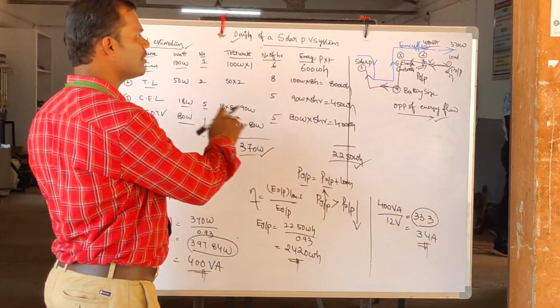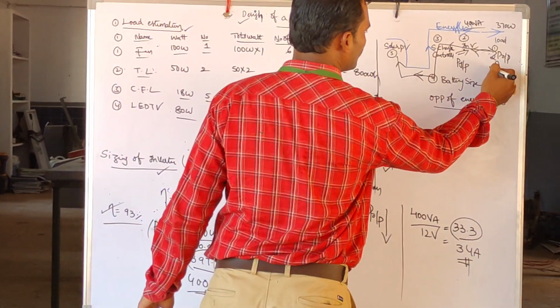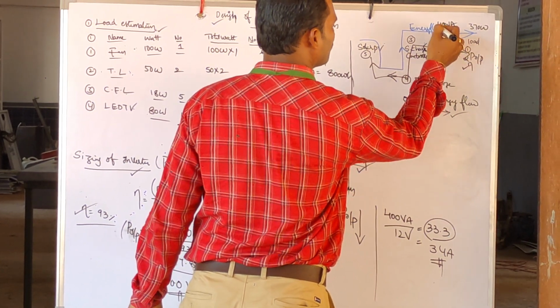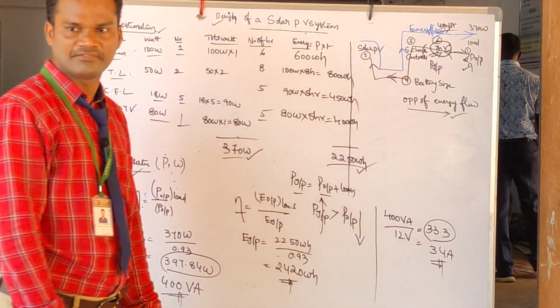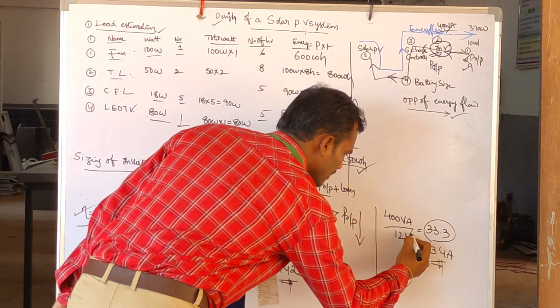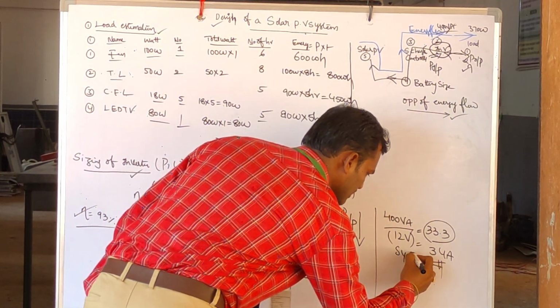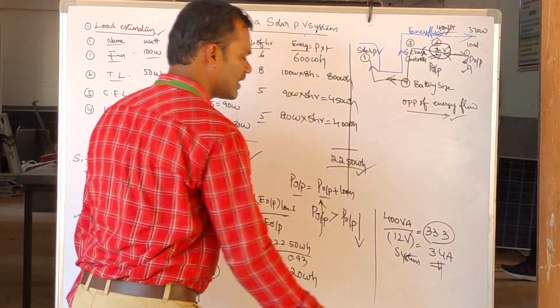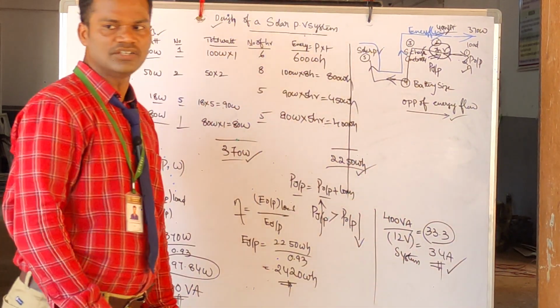Now, what have we designed? For the given load, we calculated the power rating of the inverter as 400 VA. This 12 volts is called the system voltage, and the current it can handle is 34 amperes.